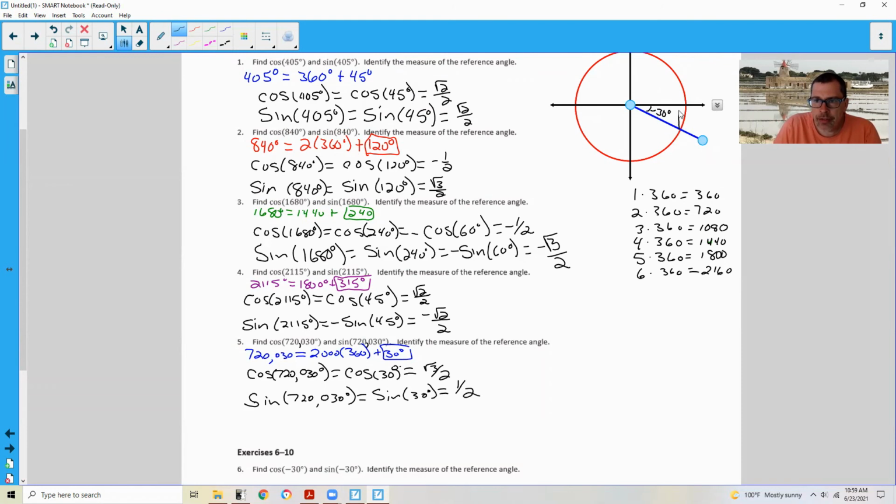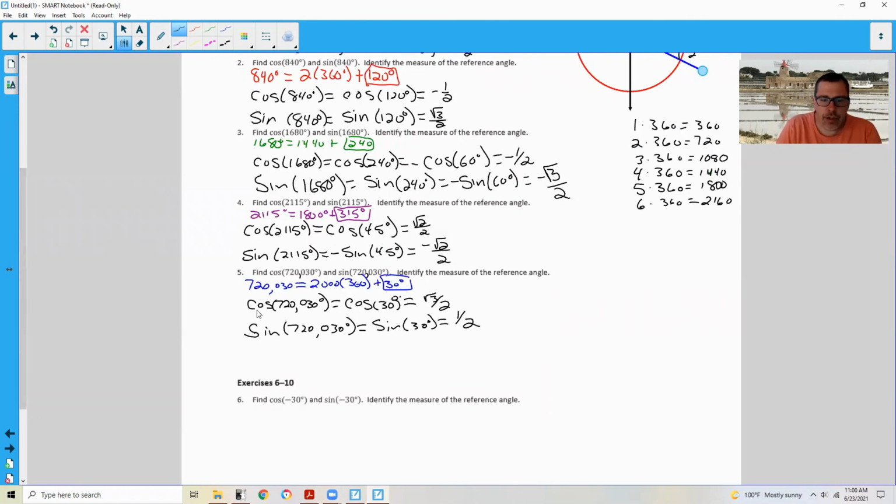Okay, so now I would have my triangle here, and opposite 30 is a half, and adjacent to 30 is root 3 over 2. Okay, so it says find the cosine of negative 30 degrees. So the cosine of negative 30 degrees, since we're in the fourth quadrant, cosine's positive, that's going to equal the cosine of 30 degrees, which equals the square root of 3 over 2. Okay, but the sine of negative 30 degrees, since we're in the fourth quadrant, sine's negative, is equal to the negative sine of 30 degrees, which equals negative 1/2. Okay, and that's all you really need to do with the direction change. Just be careful of your quadrants and what's positive and negative.